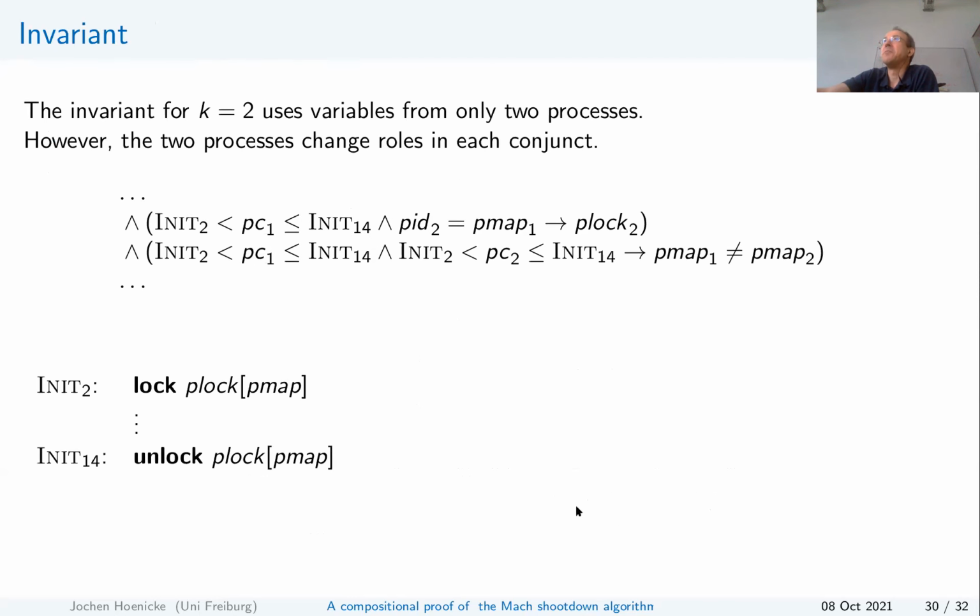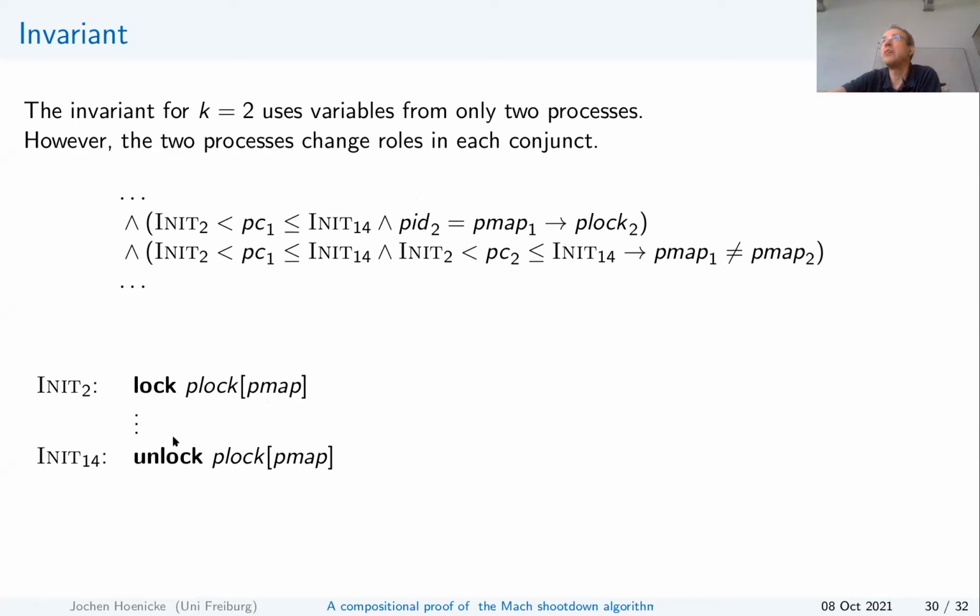And here's an excerpt from this. The invariant is for k equals 2. And what I want to note here is, even though it's for k equals 2 and uses only variables from two processes, these processes change their role in every conjunct. So the first conjunct here talks about a process between init2 and init14, and the second process is a process that stores a plock variable of pmap. The code here between init2 and init14 is some critical region, so it's locked with a plock pmap, and this is this array, and the array cell plock is stored in process number 2 here. And this basically states that while we are in the critical region, the lock variable is true. And the second says that if two processes are in the critical region, their pmap variable is different.